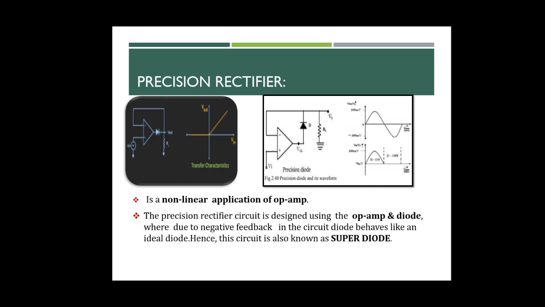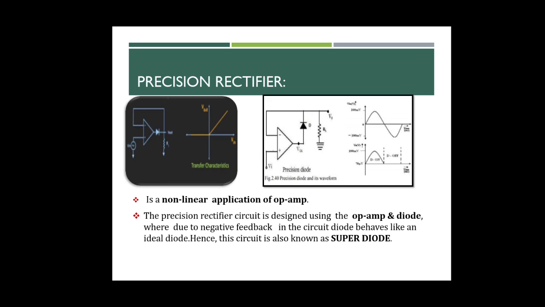The next slide is about the precision rectifier. The images are depicted here. It is a non-linear application of the operational amplifier. In a normal rectifier circuit, the diode conducts only when the input is greater than the cut-in voltage of the diode, and that limits the use of these rectifier circuits for small signal conditioning and processing.